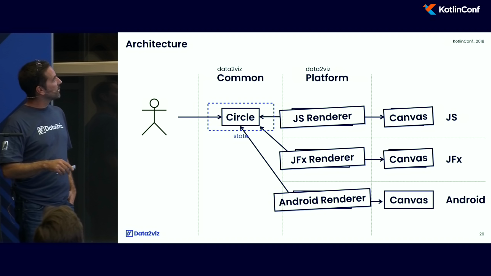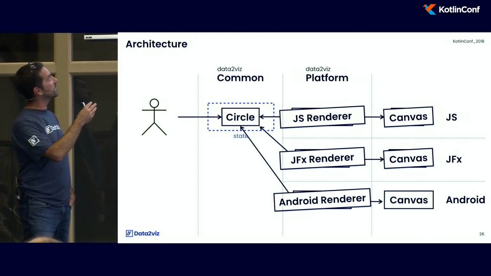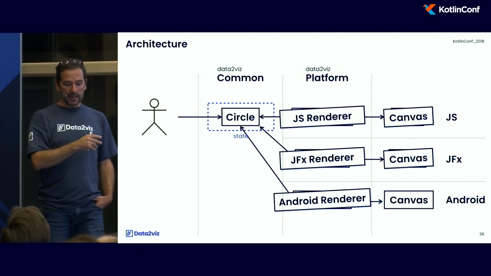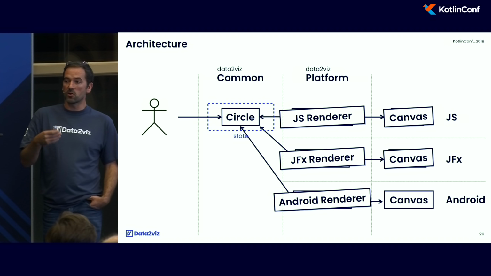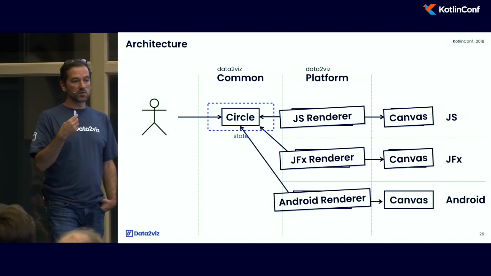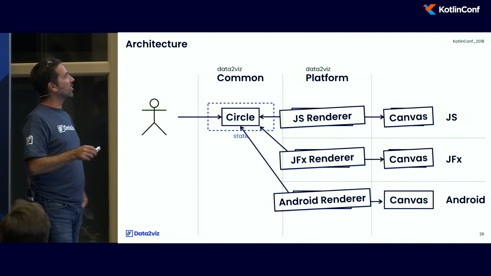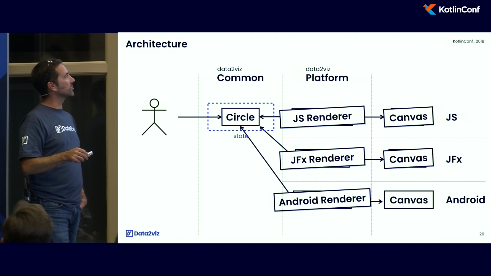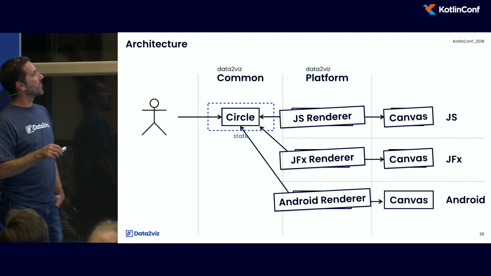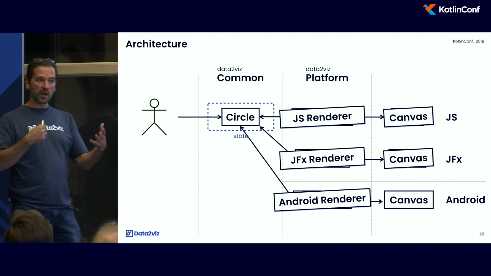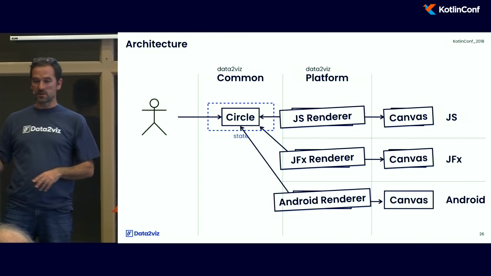So we moved the circle from the platform part into the common part of the code. And so now it's no more an interface, but a data class, which holds the state of the circle. And then we use exactly the same mechanism on all platforms. So we use renderers on JS, on Canvas, on JavaFX, and on Android. And we have those renderers to manage the rendering. So we call a function to render my visualization to this canvas.